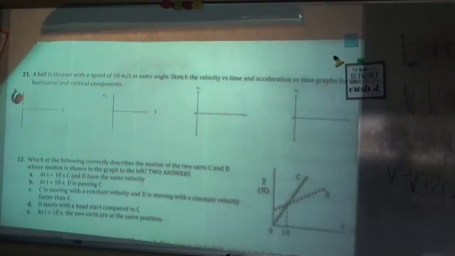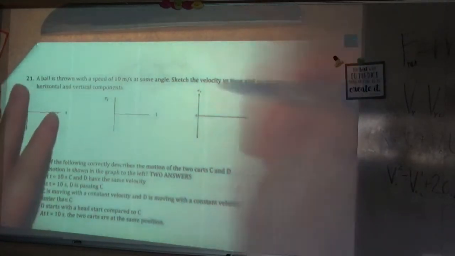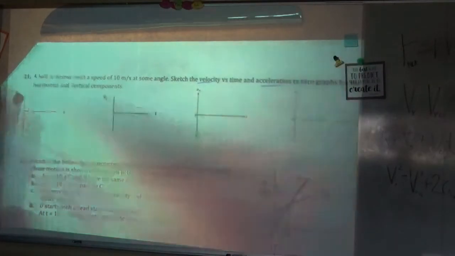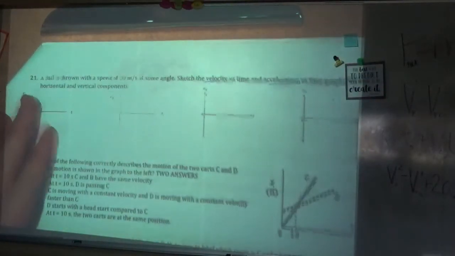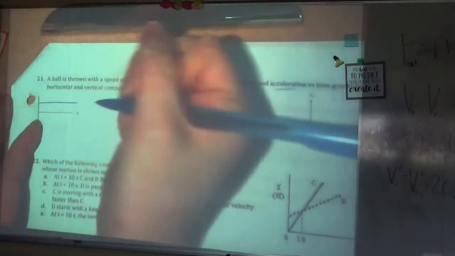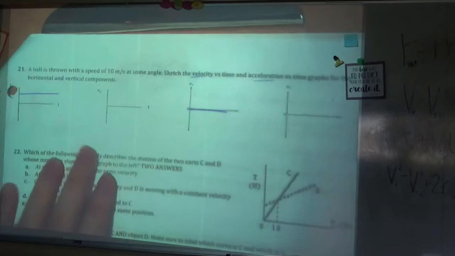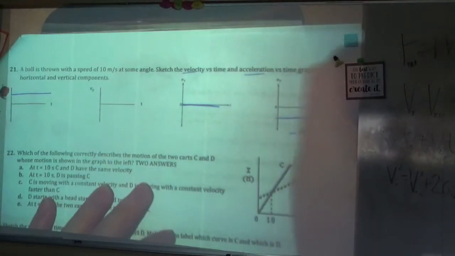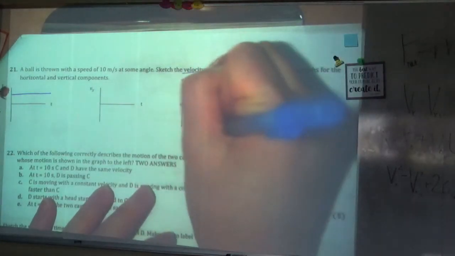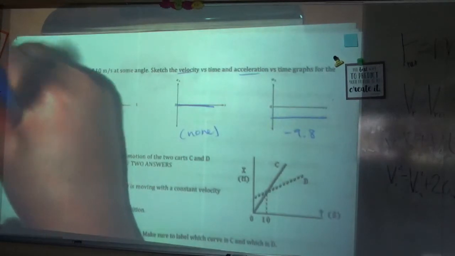A ball is thrown with a speed of 10 meters per second at some angle. Sketch the velocity and the acceleration for the horizontal and vertical components. So horizontal is easy because your x velocity is constant and there is no x acceleration. Your y acceleration is easy, it's negative 9.8. Let's go ahead and write constant velocity.